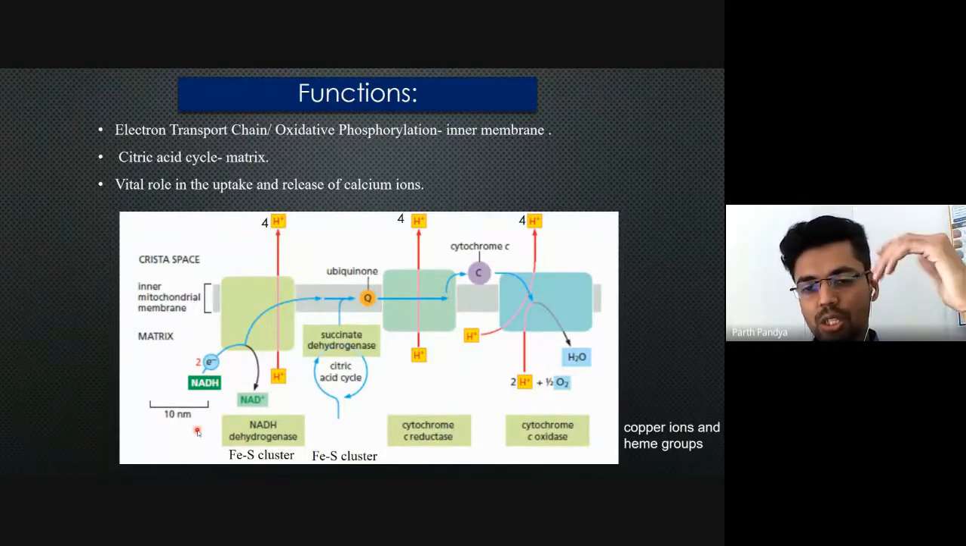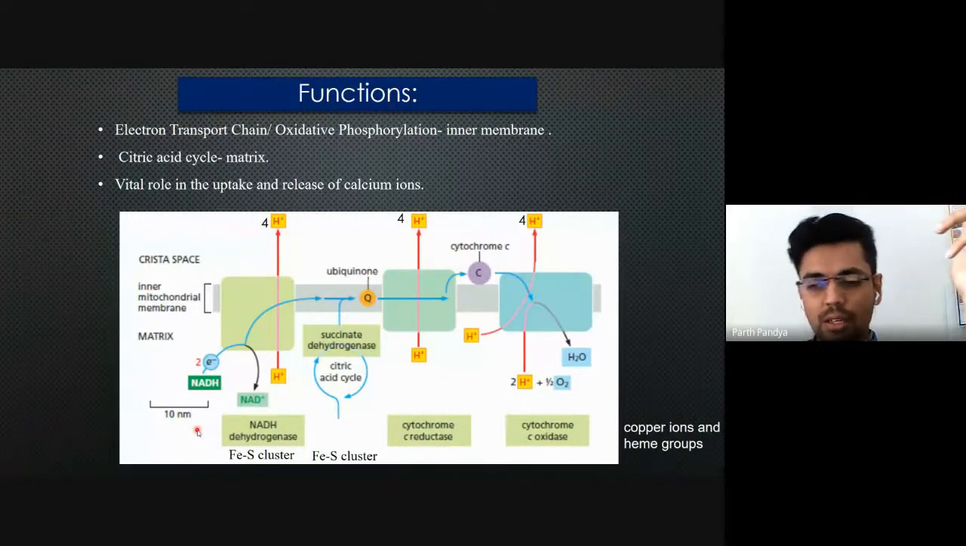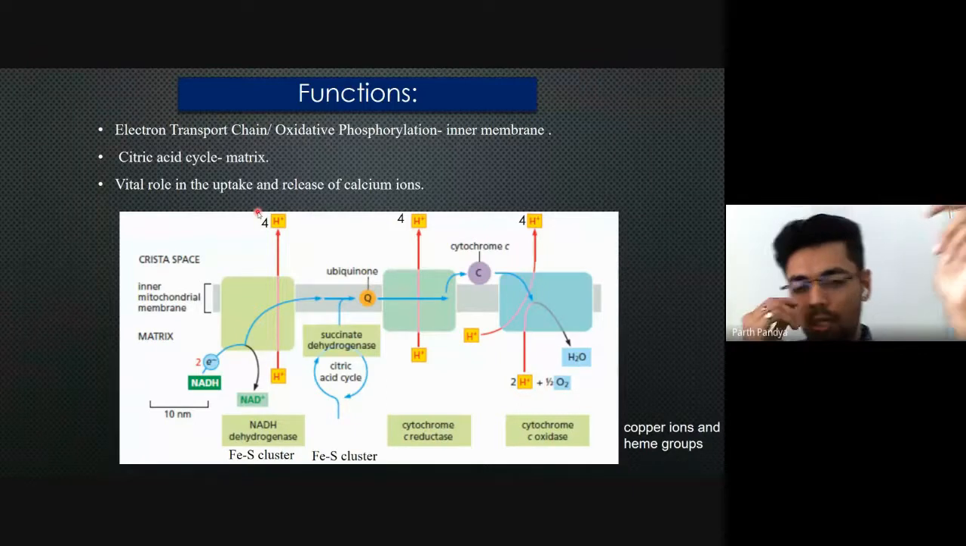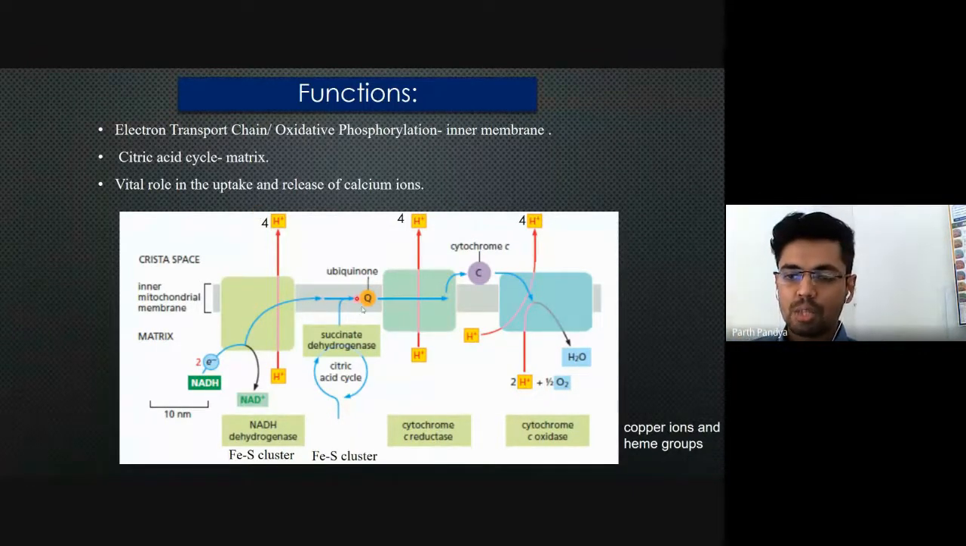Okay, that proton is eventually passed from the matrix portion to the crystal space. It has been assumed that around 2 electrons have been passed. So 4 protons with 2 electrons passed eventually lead to the 4 proton generation in the crystal space. Once the electron is passed to ubiquinone, likewise the succinate dehydrogenase, which is considered to be complex 2.